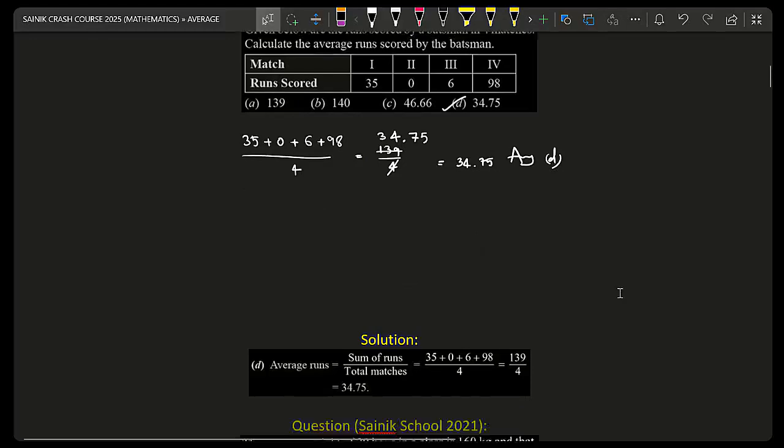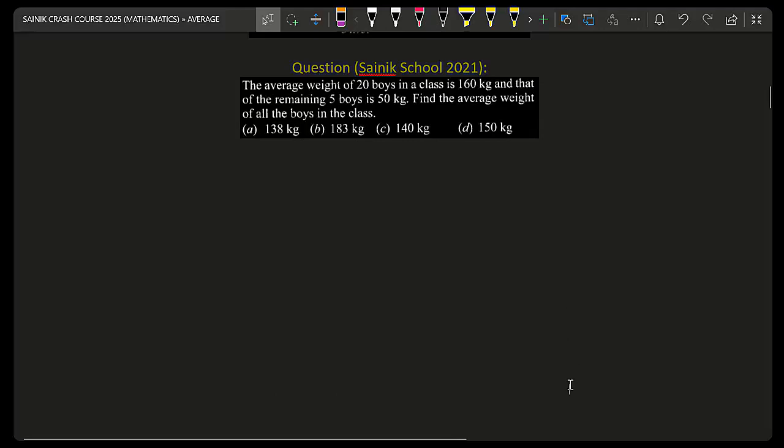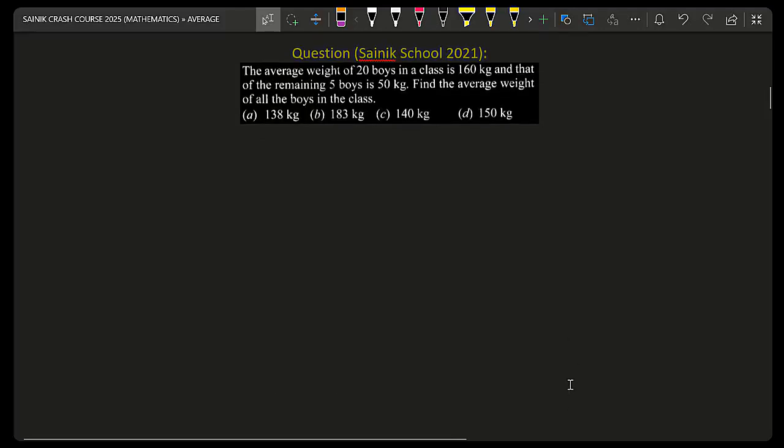Next question. The average weight of 20 boys in a class is given, that is 160 kilograms, and that of the remaining 5 boys is given as 50 kilograms. Find the average weight of all the boys in the class. Who will answer this? Who will give this answer? Raise a hand. Only Abhiday and Harshvardhan keep their hands up.